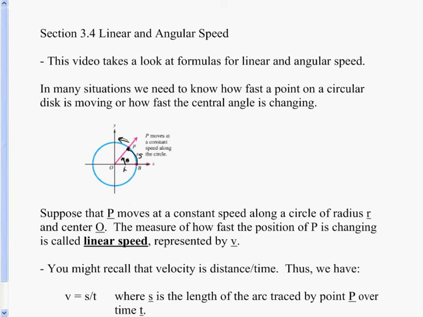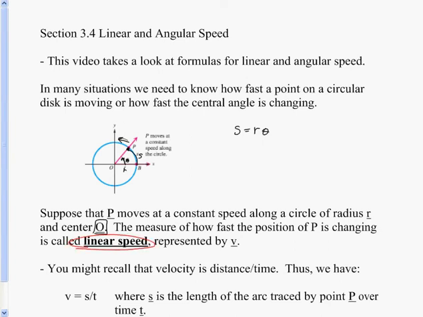All of this you've seen before when we talked about the old formula. We looked at arc length is equal to the radius times theta. Suppose that P moves at a constant speed along a circle of radius R and the center O, which is at 0, 0, the origin. The measure of how fast the position of P is changing is called linear speed.